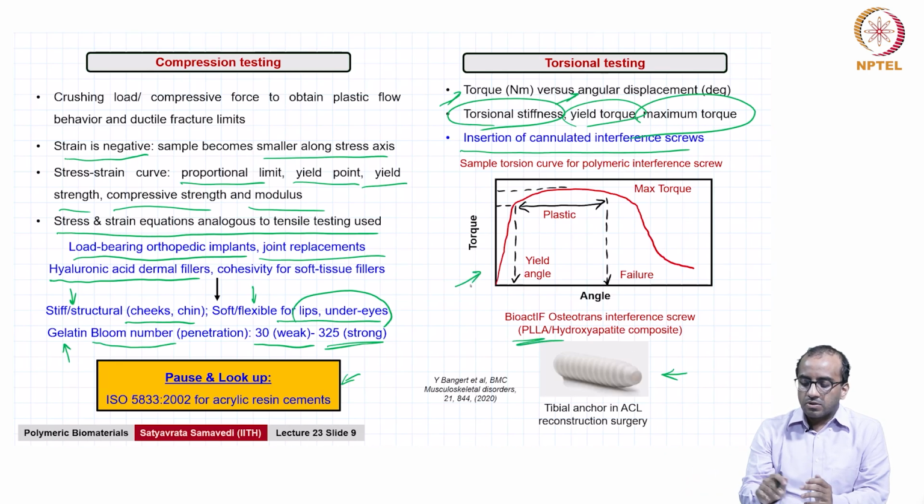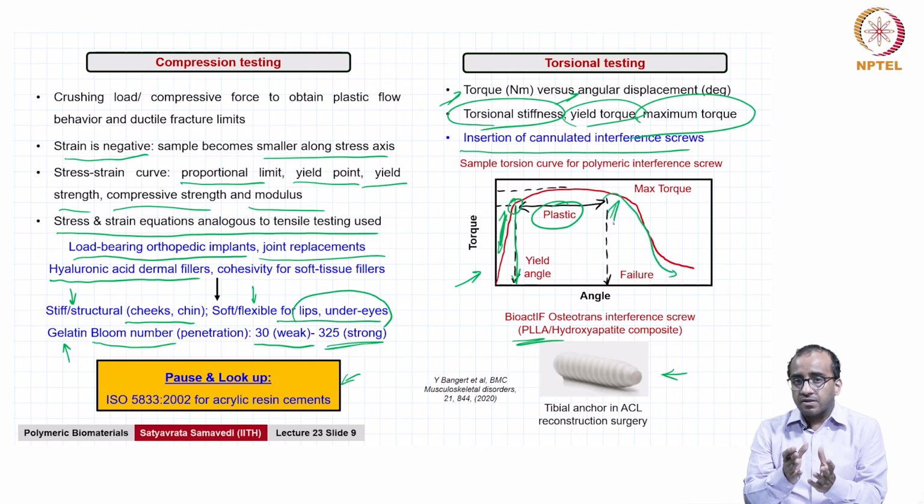Shown here is the torque angle curve for a typical torsional test, where you see there is an elastic-like region initially, and then there is a yield point. You can define a yield angle beyond which plastic deformation happens, and thereafter, because of further deformation, you can have strain localization, for example, where a certain region in the screw can start taking a lot of load and then suddenly it can crack and fail, and the crack propagates, right.